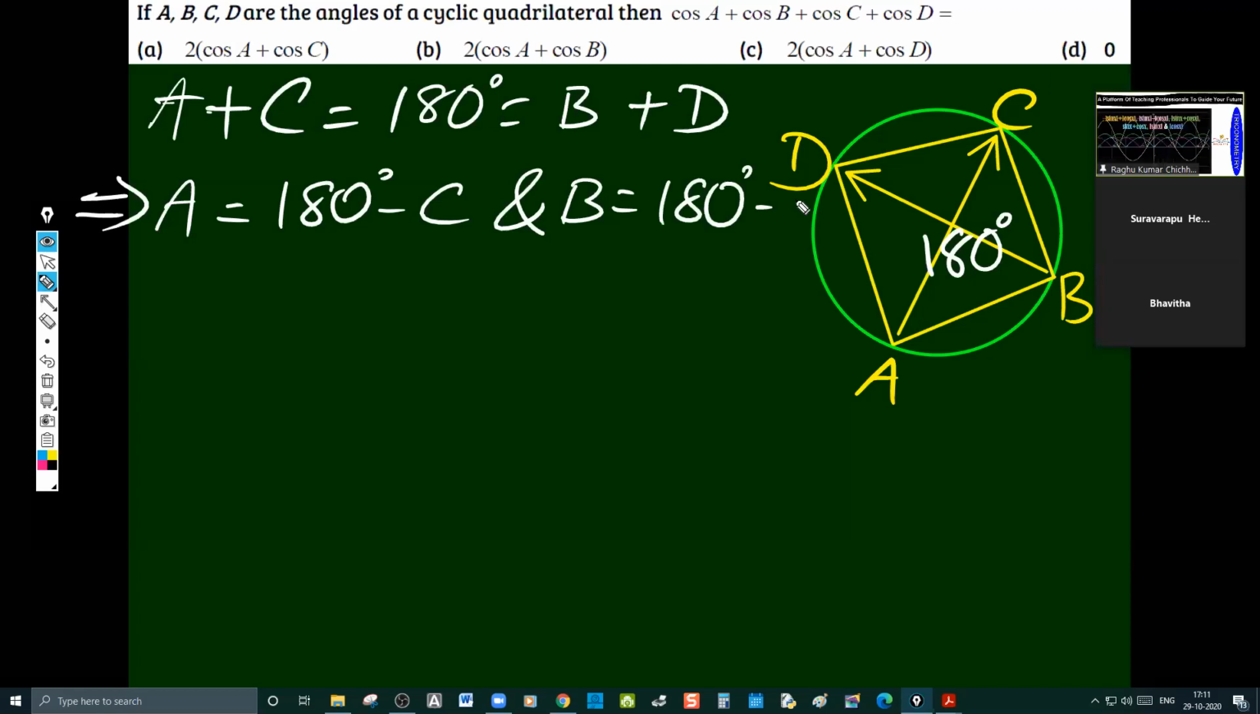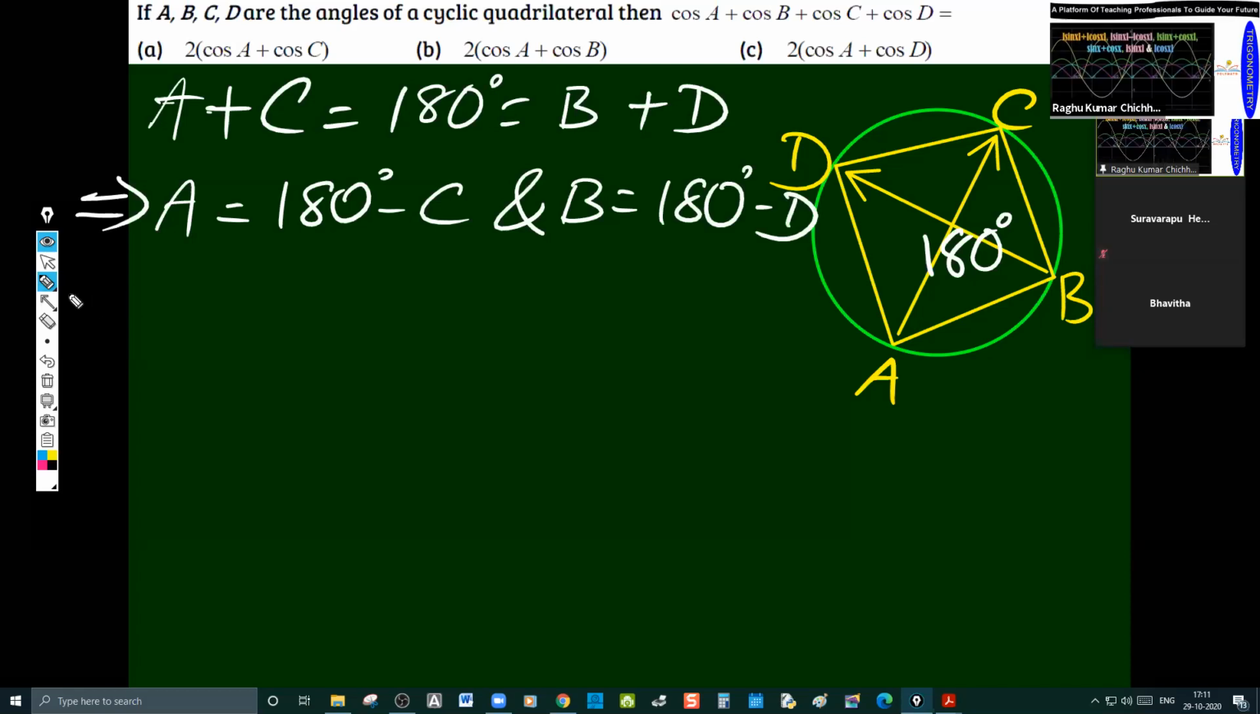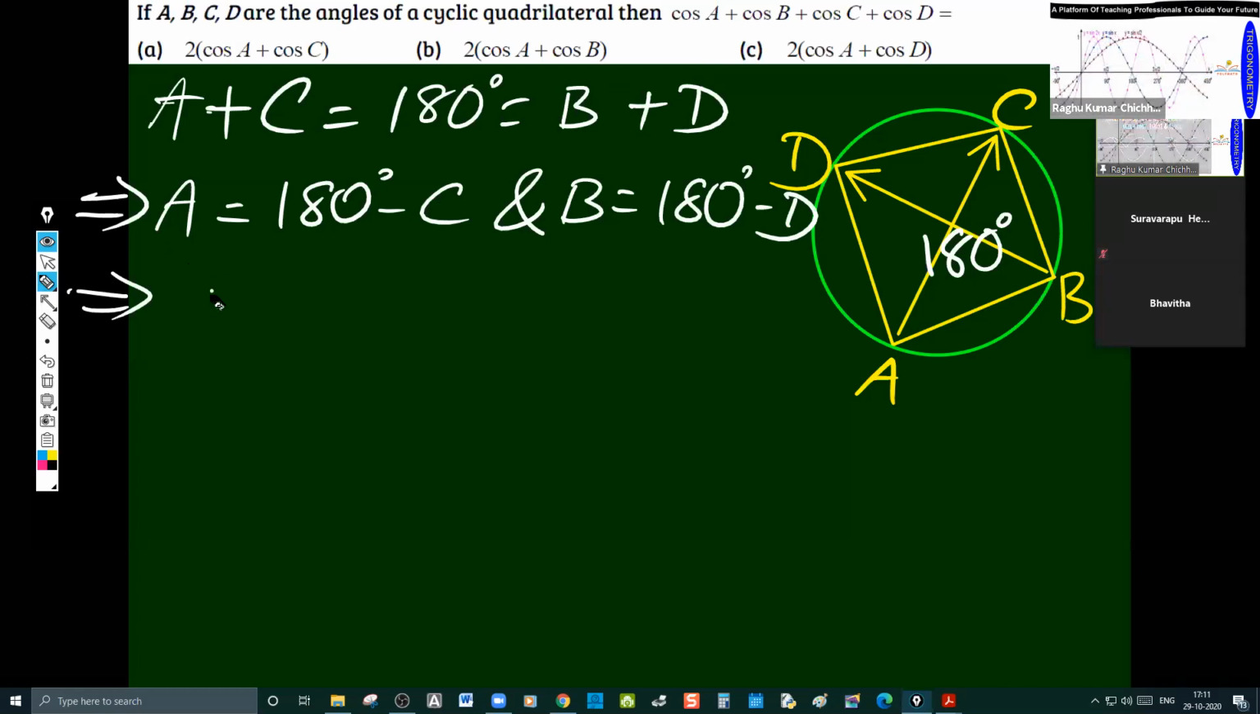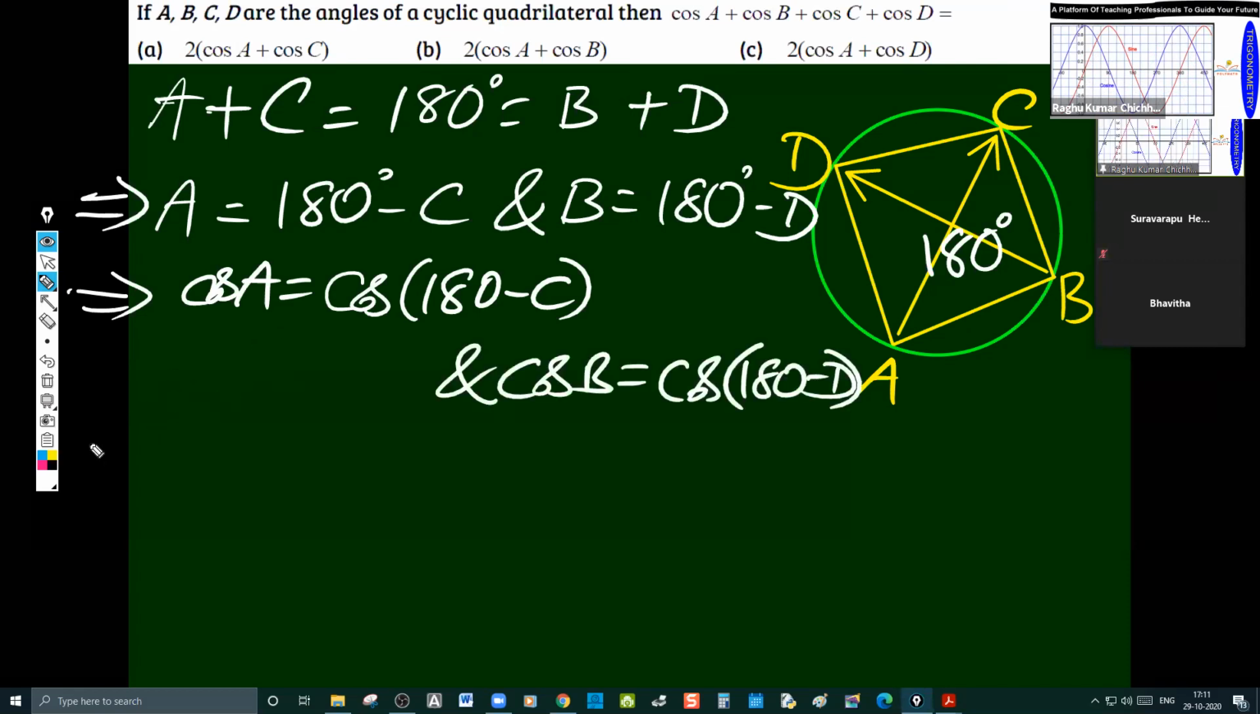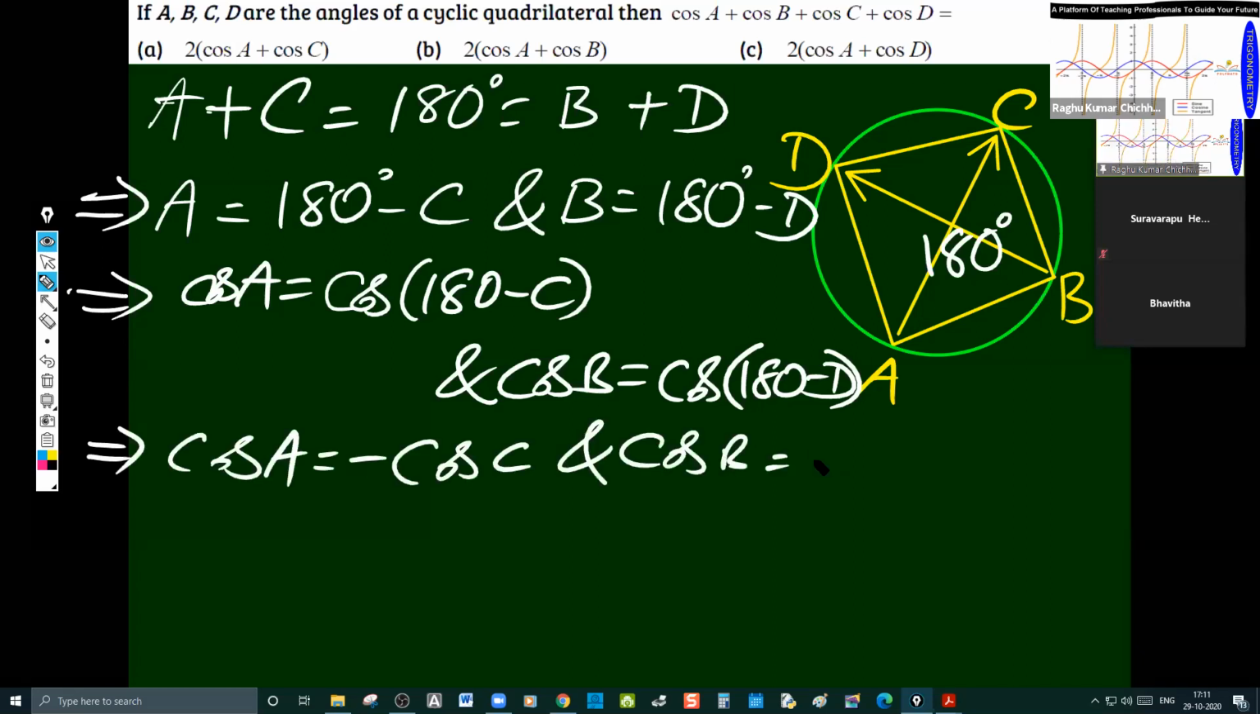Yes, sir. Because we need cos A plus cos B plus cos C, apply cos on both sides. cos A is equal to cos of 180 minus C, and cos B is equal to cos of 180 minus D, which implies that cos A is equal to minus cos C and cos B is equal to minus cos D.